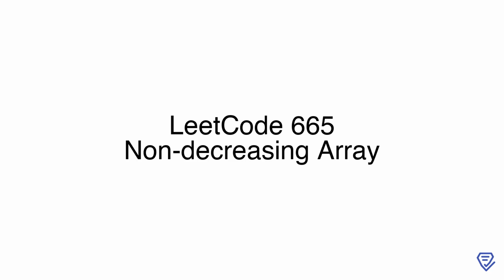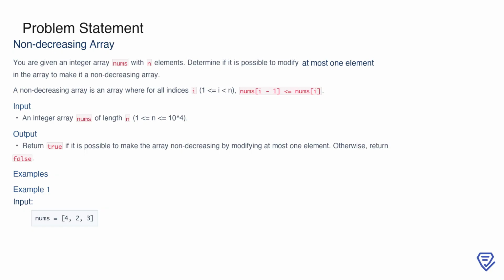Let's dive in. In this problem, we are given an integer array called nums, which contains n elements. Our goal is to determine whether it is possible to modify at most one element in the array to make it non-decreasing. Now, what does a non-decreasing array mean? Simply put, it's an array where, for every index i starting from 1 up to n-1, the current element is greater than or equal to the previous element. In other words, each element respects the condition nums[i-1] <= nums[i].